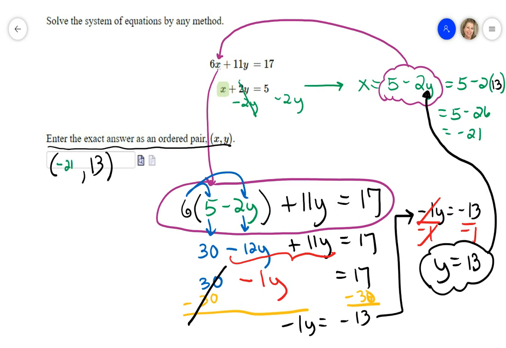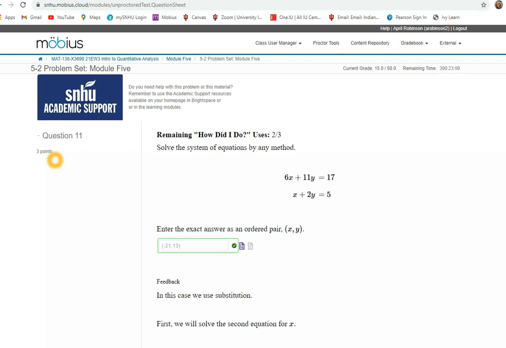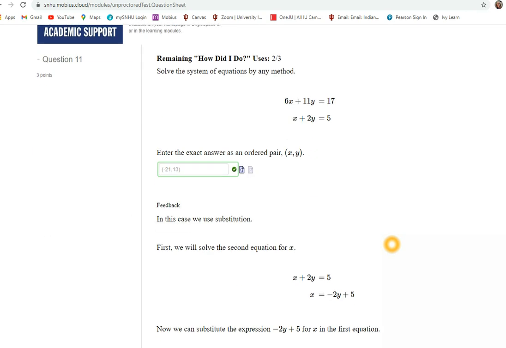So let's jump back to Mobius, as I like to make sure I'm doing these correct. Negative 21, comma 13. Is that what I said? And how did I do? Yay. There you go. And they did the same thing.